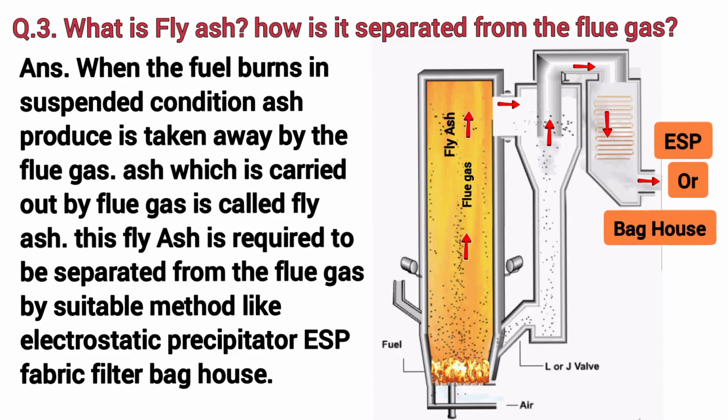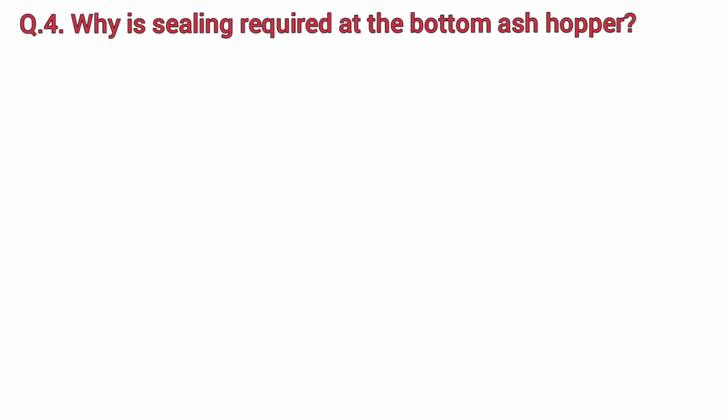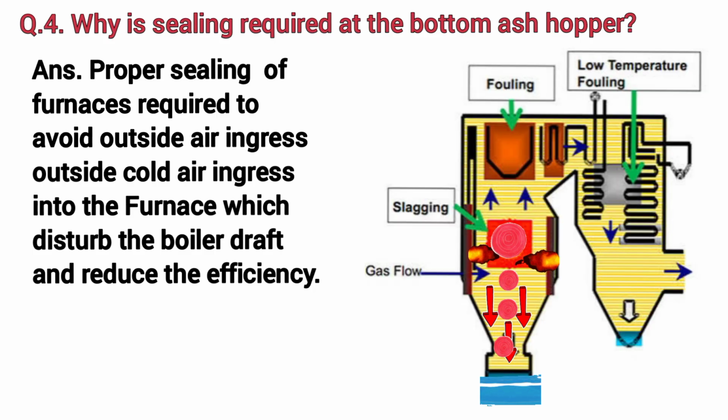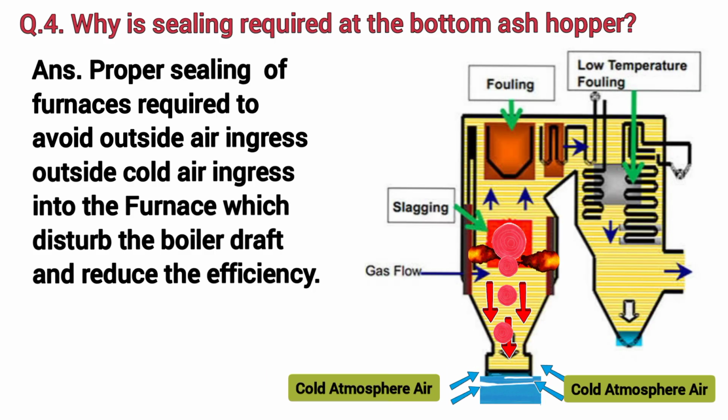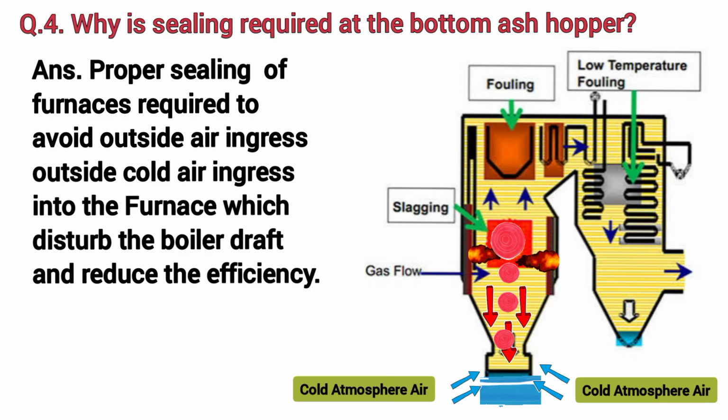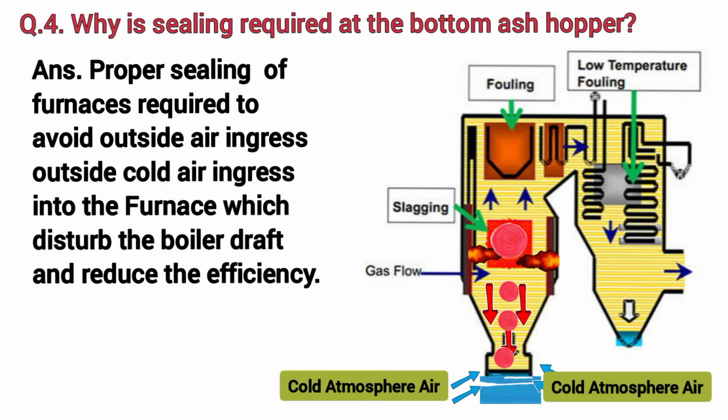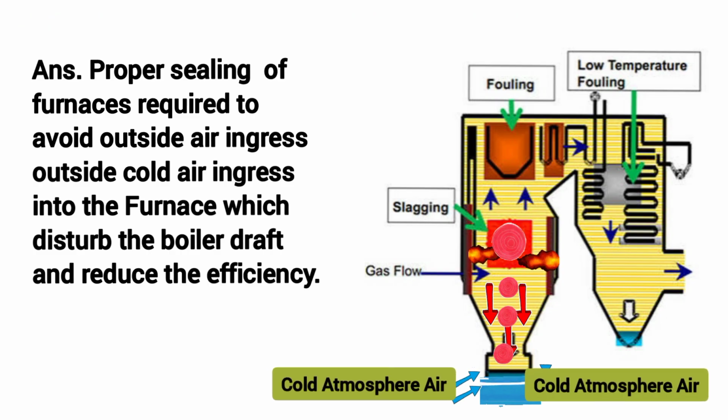Why is sealing required at the bottom ash hopper? Proper sealing of furnace is required to avoid outside cold air ingress into the furnace, which disturbs the boiler draft and reduces the efficiency.